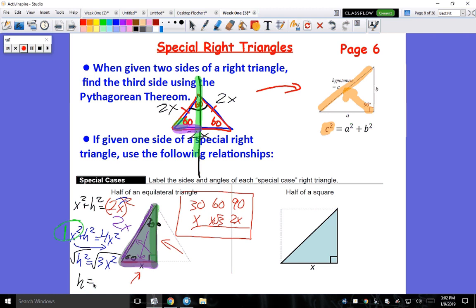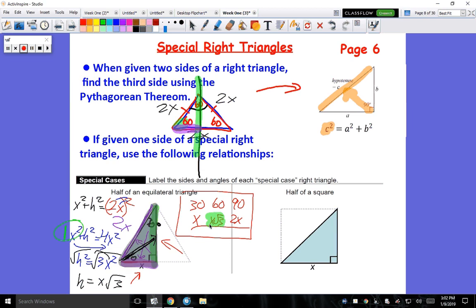What's the square root of x squared? X. So that's going to come out as x. What's the square root of 3? We don't have one, right? So the 3 is going to stay in. So here we go. This means the height that is opposite of 60 is going to be x root 3. That's where this piece came from. Okay? I'm going to show you how to use it in a minute, but that's where this came from.